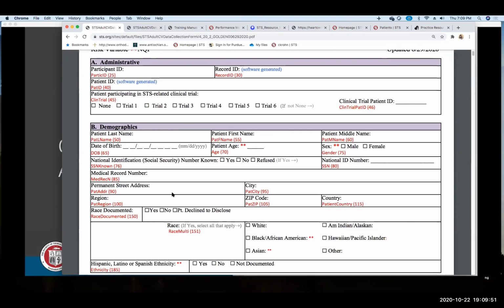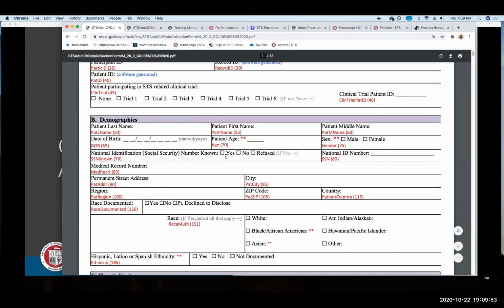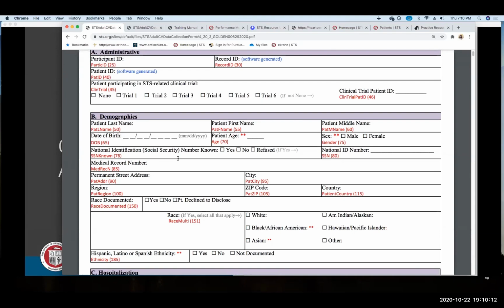We collect the basic demographic information, patient age, sex, things that we use for national identifiers. This assists us with doing linkage to the NDI, the National Death Index, which is a project we are currently working on now and hope to have complete within the next few months to see longitudinal outcomes.